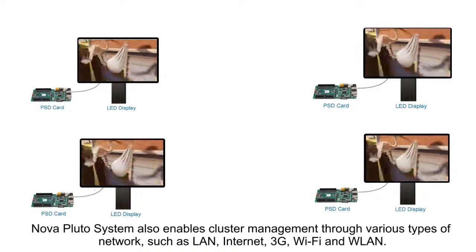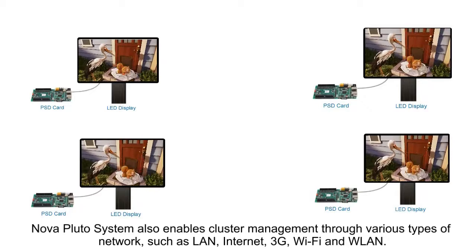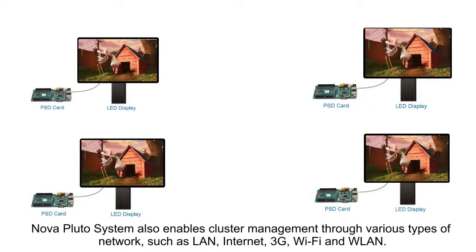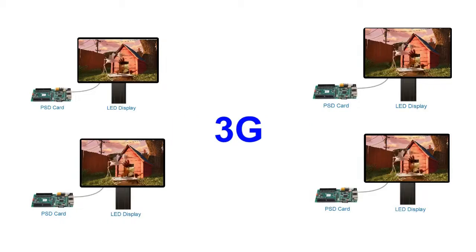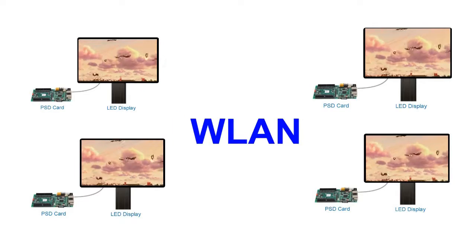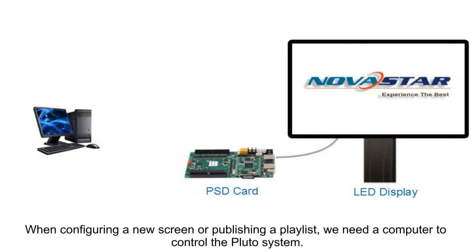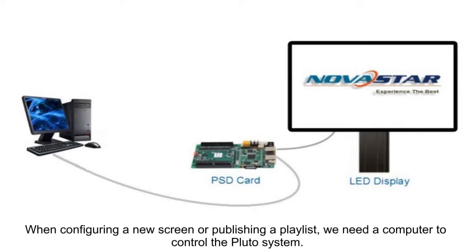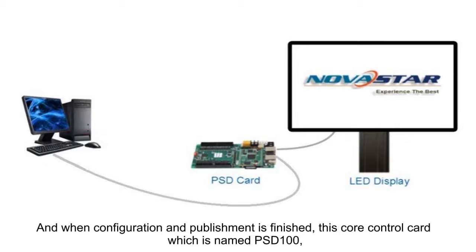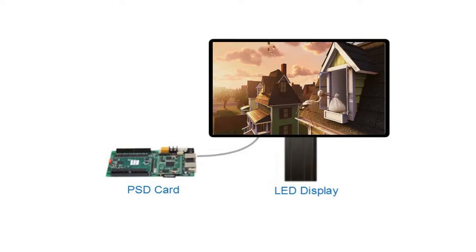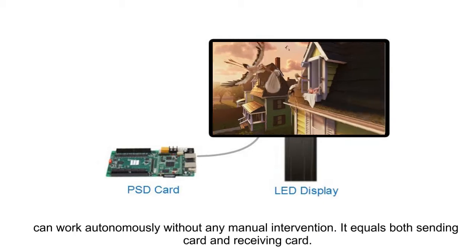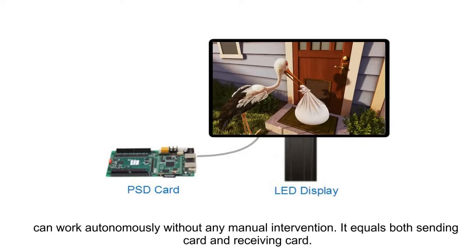Nova Pluto system also enables cluster management through various types of network, such as line, internet, 3G, Wi-Fi, and W-line. When configuring a new screen or publishing a playlist, we need a computer to control the Pluto system. And when configuration and publishment is finished, this core control card, which is named PSD100, can work autonomously without any manual intervention. It equals both sending card and receiving card.